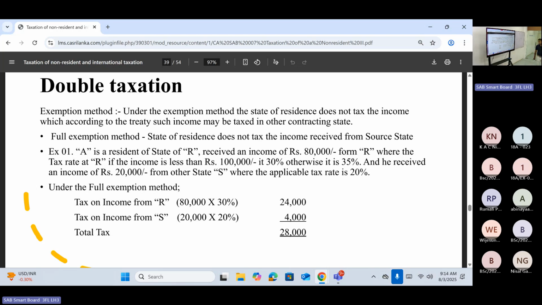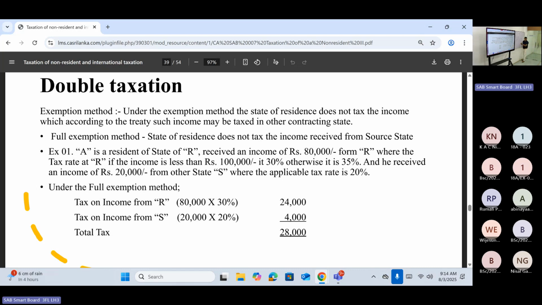And he received an income of 20,000 from another state, S, where the applicable tax rate is 20%. Now we'll work out the tax liability.